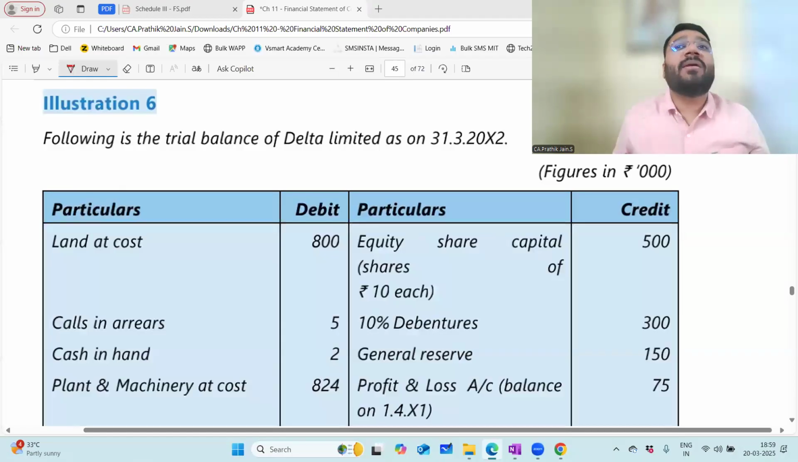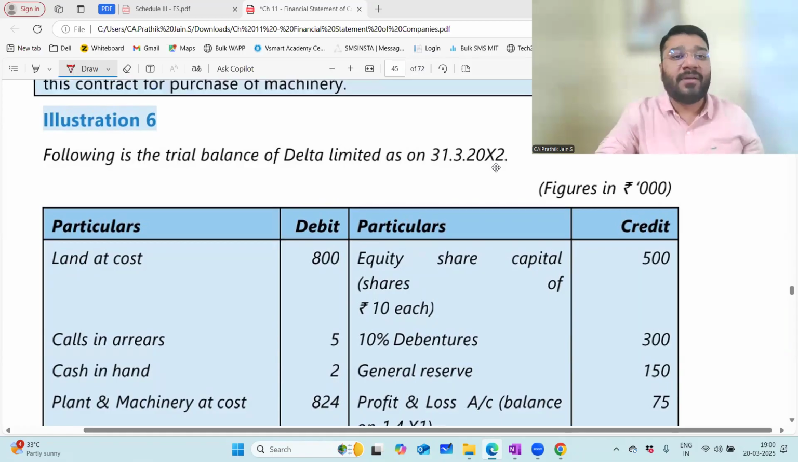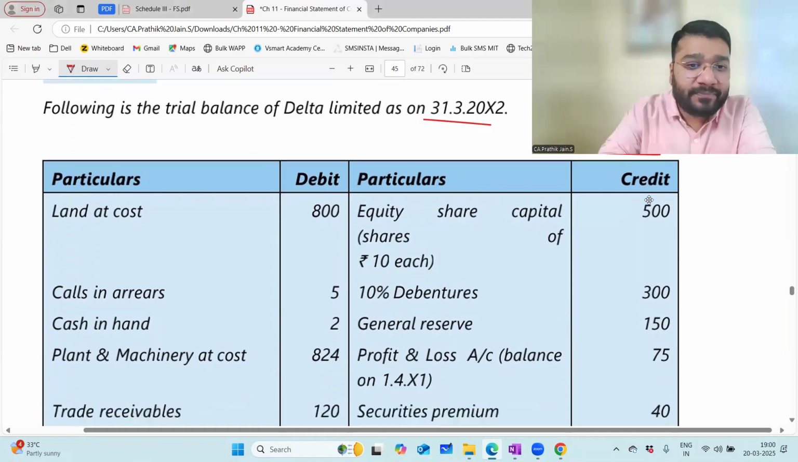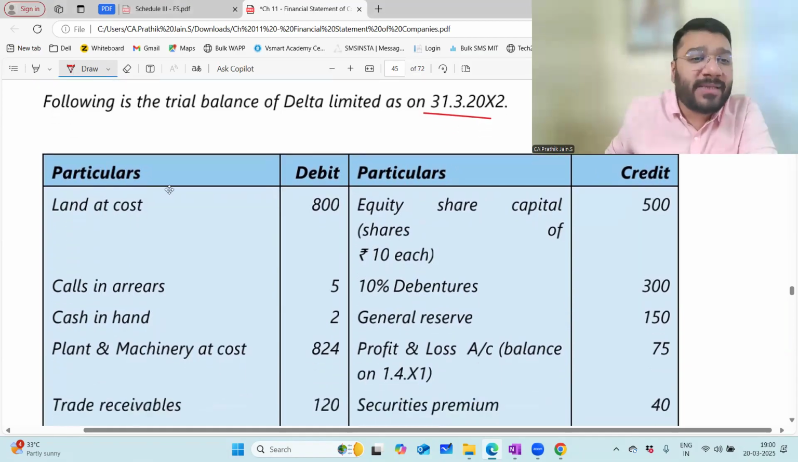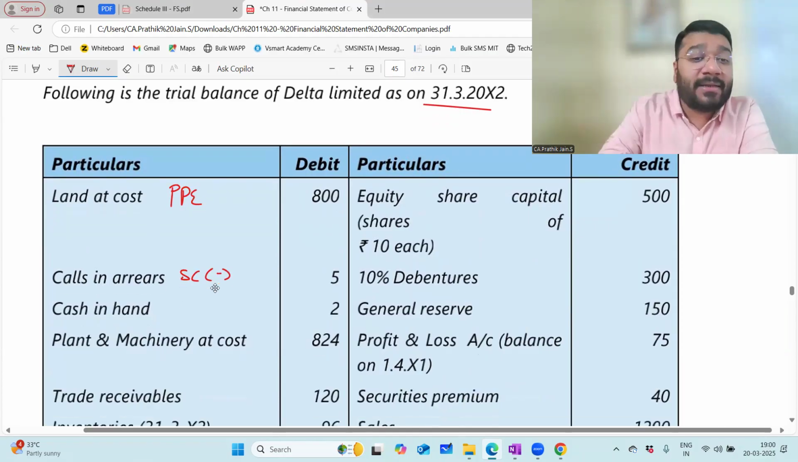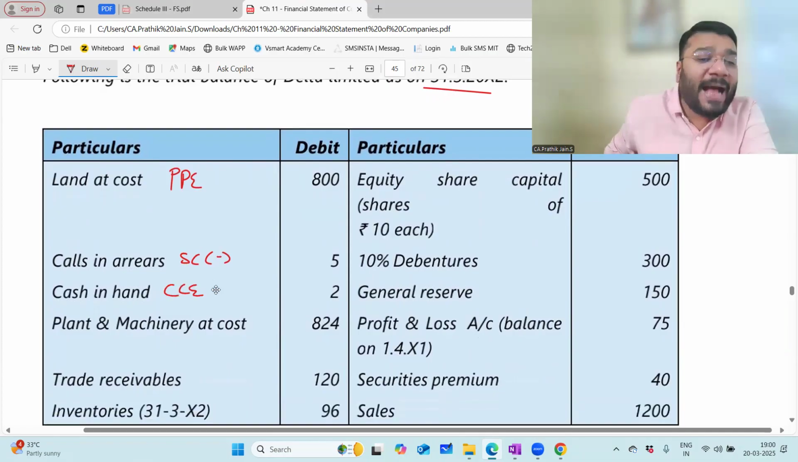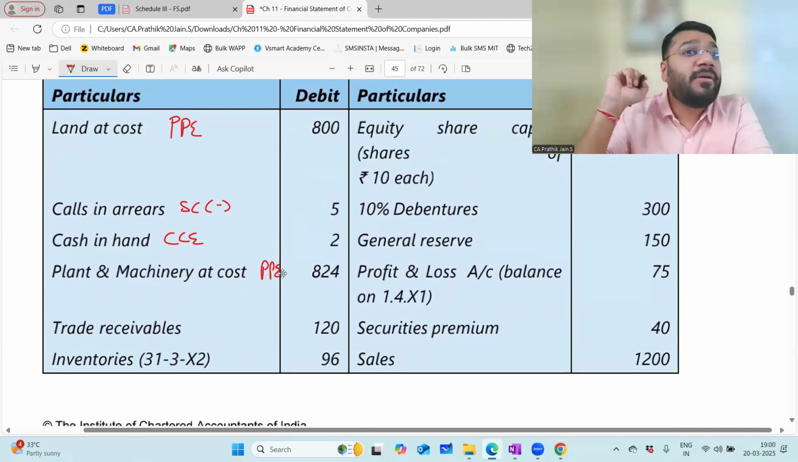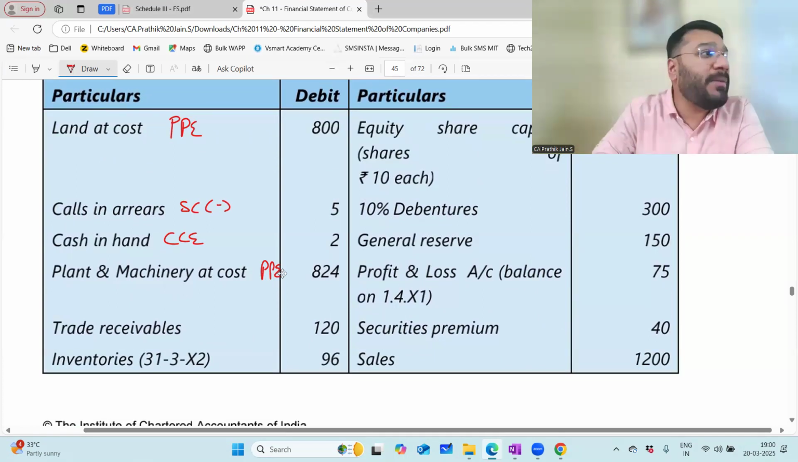Welcome back from the break. So let's continue with illustration number 6. Following is a trial balance of Delta Limited as on 31st March 2002. Figures again in thousands. Classification please. PPE, call scenarios. Share capital, we have to reduce from share capital. Cash in hand, cash and cash equivalent. Plant and machinery at cost. Depreciation is recorded in the accumulated depreciation account or provision for depreciation account.